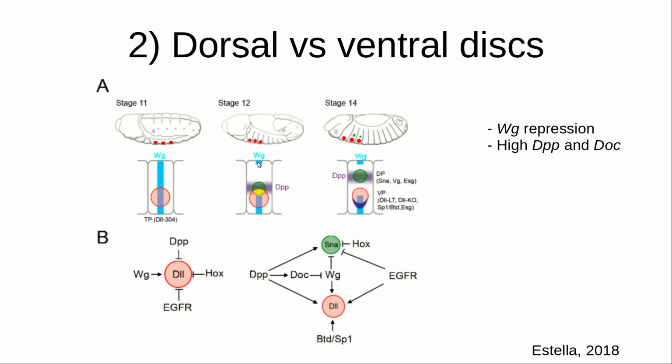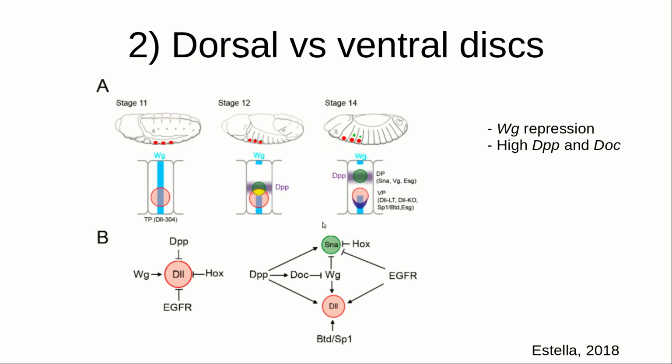Also, at this stage, wingless is expressed in a vertical, dorsoventral band here, and DPP also represses wingless. There's a third player, which is EGF, or Vein, which is the ligand of EGFR, which is expressed in the most ventral part. And EGFR promotes the identity of the ventral primordium and represses the identity of the more dorsal primordium by repressing genes, such as snail.